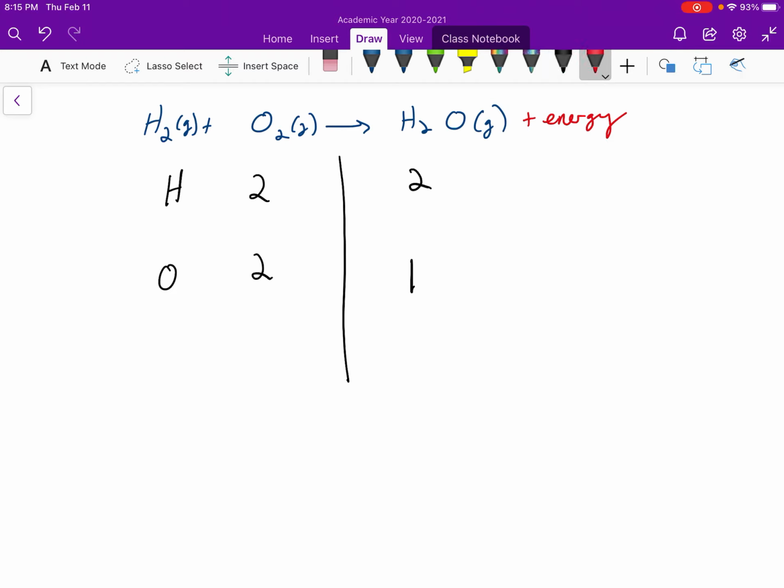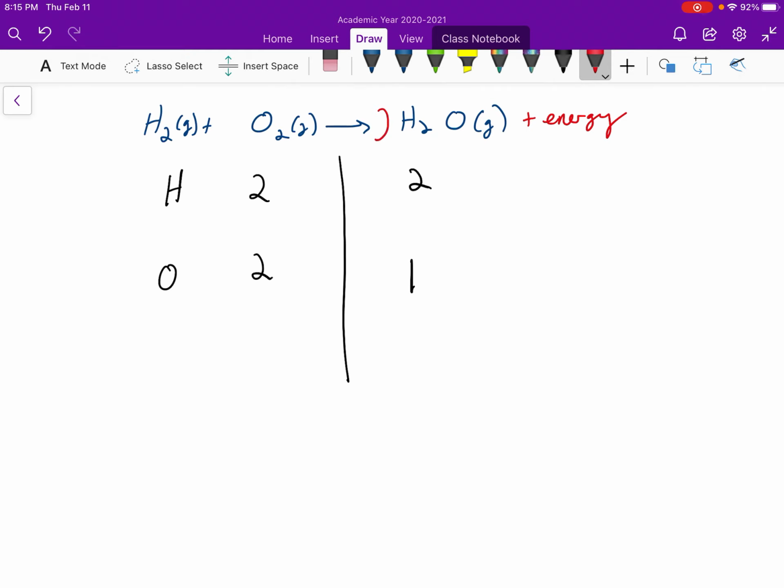Now, I cannot just put a 2 there. That changes the compound. That makes the compound H2O2, which is not water. That's hydrogen peroxide. That will kill you. Water will save you. Big difference, okay? Can't do that. Can't change the formula, okay? What you can do is change the quantity.